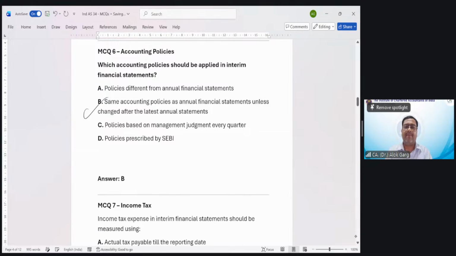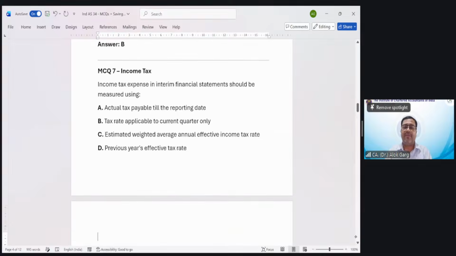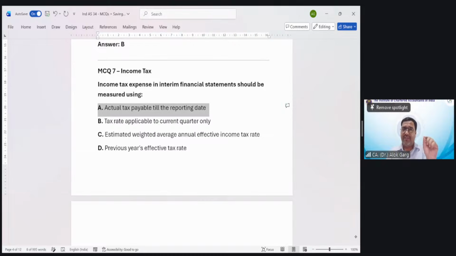Okay, so now coming to income tax. Income tax expense in the interim financial statement should be measured using: A, actual tax payable till the reporting date; B, tax rate applicable to the current quarter only; C, estimated weighted average annual effective income tax rate; D, previous year effective tax rate. Which is the right answer?